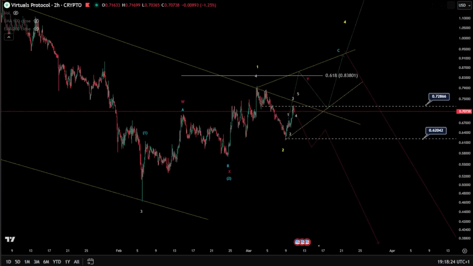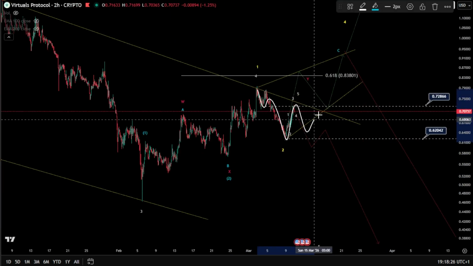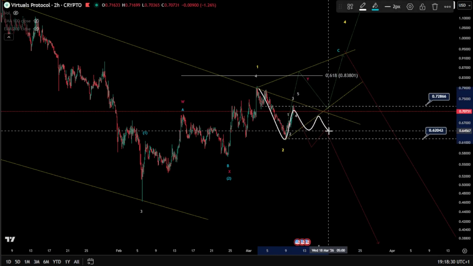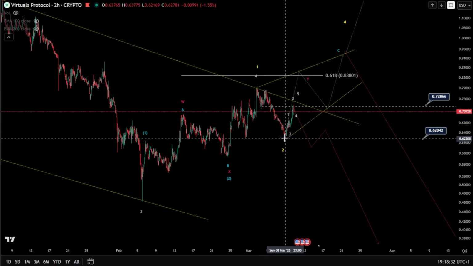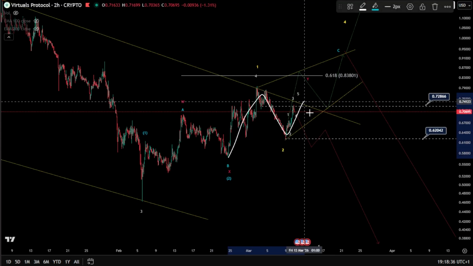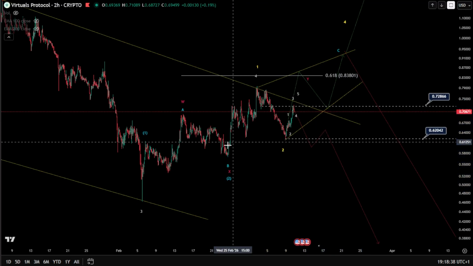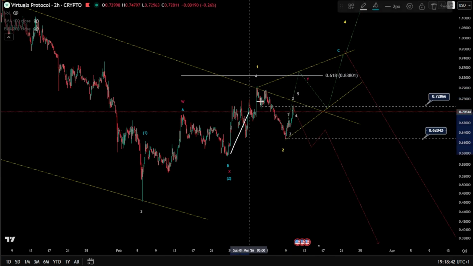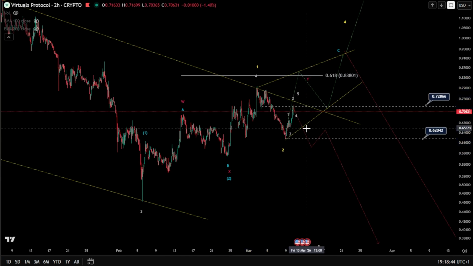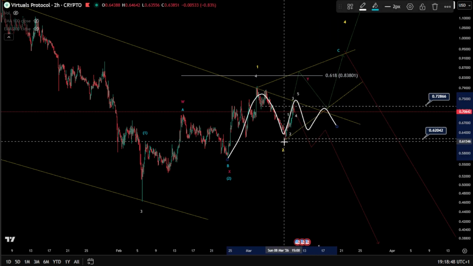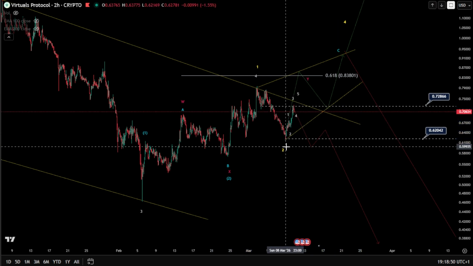If you're wondering what it might be as well, it can be a triangle, A, B, C, D, and an E. Or it can be an A, B, C, D, and an E and then pushing down. Or it can be a flat here, or a zigzag. So one of these three possibilities. So very, very scary. Be careful also of the triangle in the wave Y.